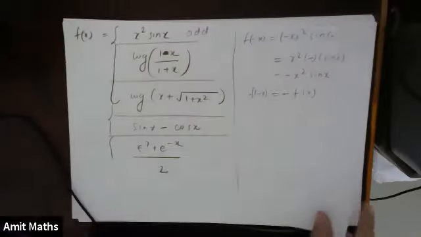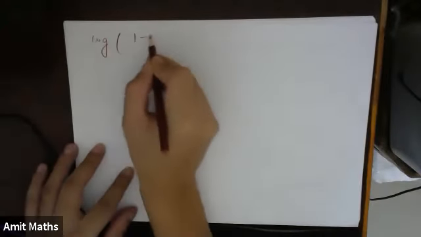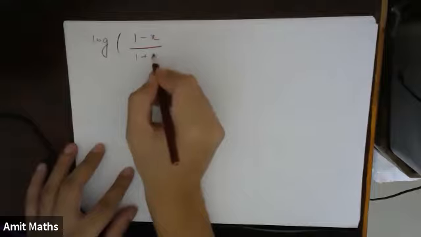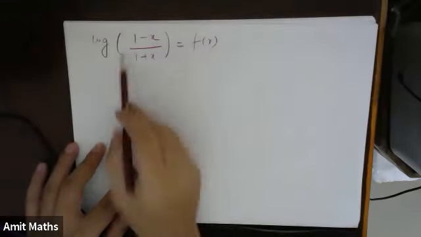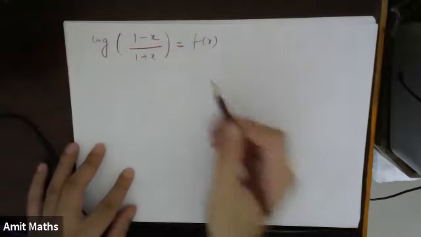Log of (1 minus x) upon (1 plus x). So you have log of (1 minus x) upon (1 plus x) equals f of x. So instead of x, what will I substitute? Instead of x, I will substitute minus x.